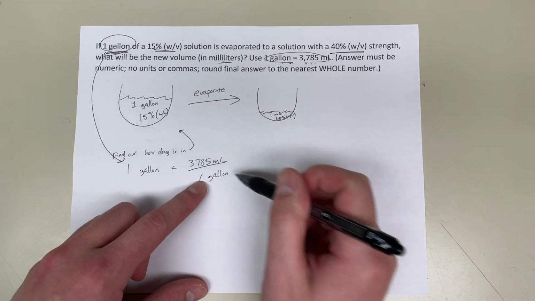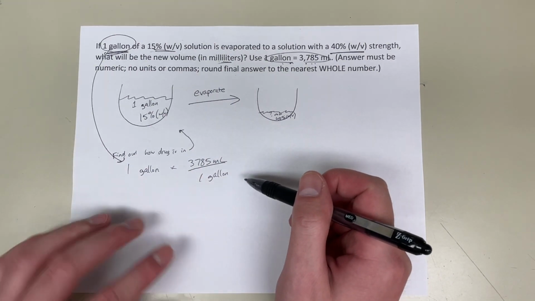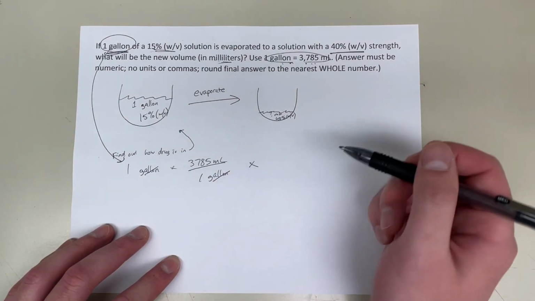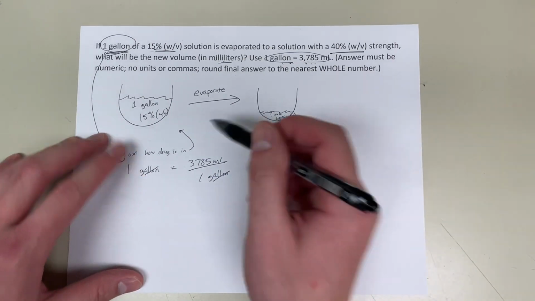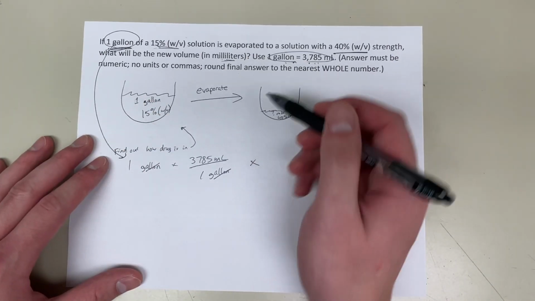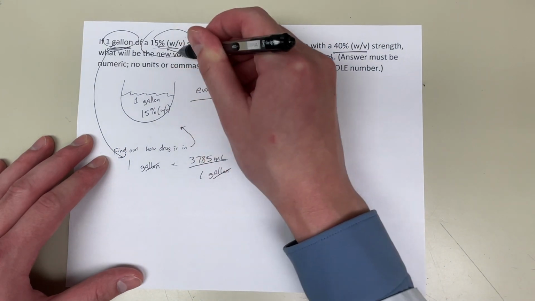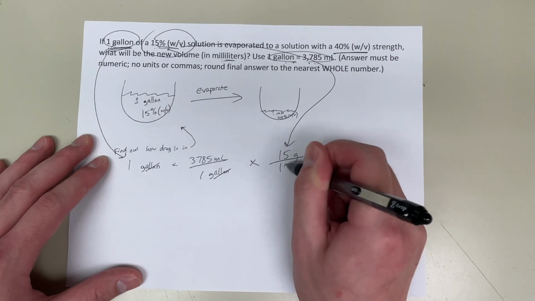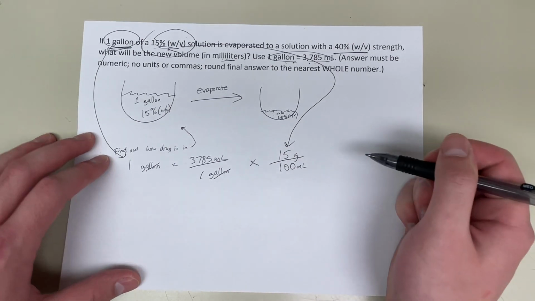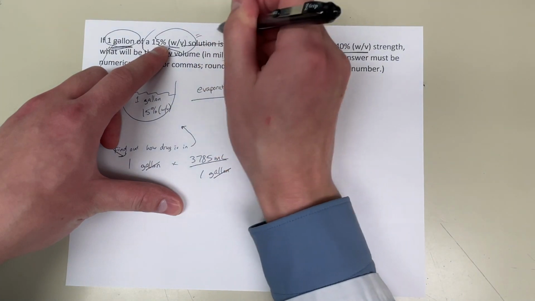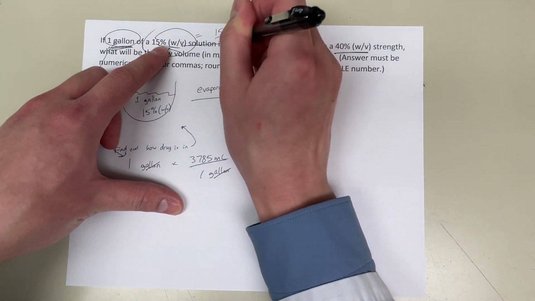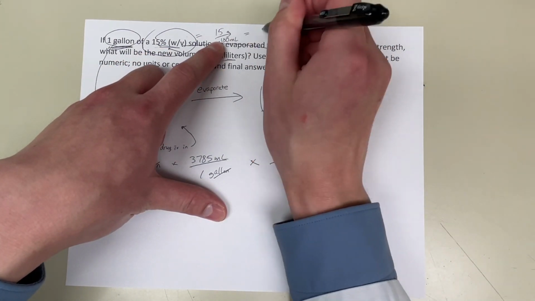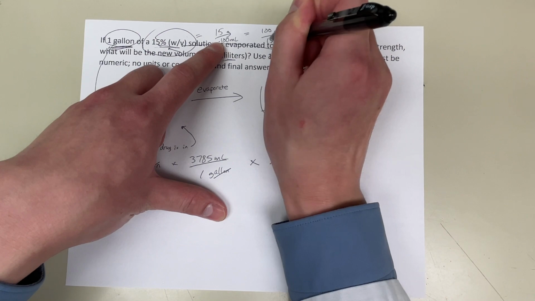Right, so every gallon there's 3785 milliliters. So gallons and gallons will cancel out. And then next I'm going to find out how much drug is in this solution here. So I'm going to use this 15% weight over volume. That's the same thing as saying 15 grams over 100 milliliters. Right? This 15% means 15 grams over 100 milliliters, which also could be written as 100 milliliters over 15 grams.